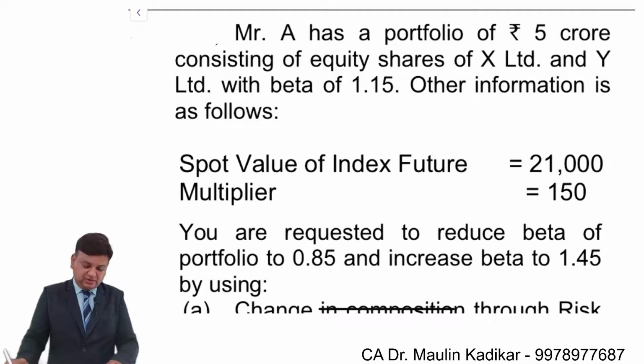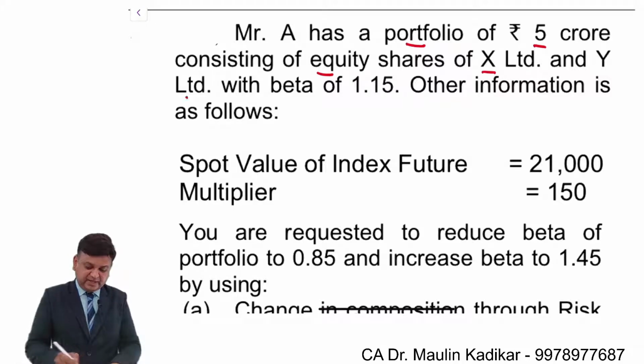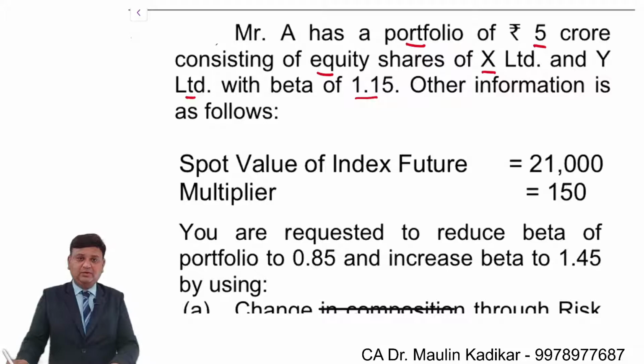Let us see the next question. Mr. A has a portfolio of rupees 5 crore consisting of the equity shares of X Limited and Y Limited with a beta of 1.15. So overall beta is given to us. So definitely it must be the beta of the portfolio.